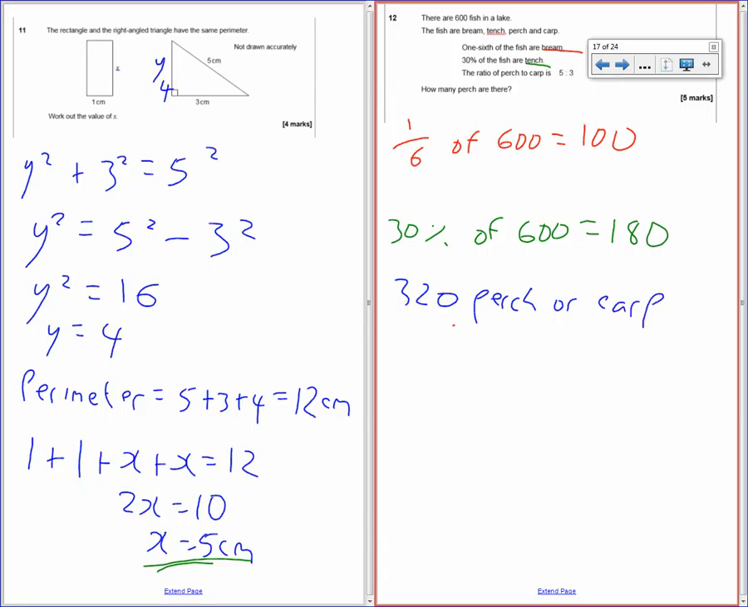And then the ratio 5 to 3. If you add together the two parts of the ratio, there's 8 total parts of that ratio. So 320 divided by 8 will give us one part of that ratio, which is 40. And hertz is 5 parts of that ratio. So 40 times 5 equals 200 hertz.